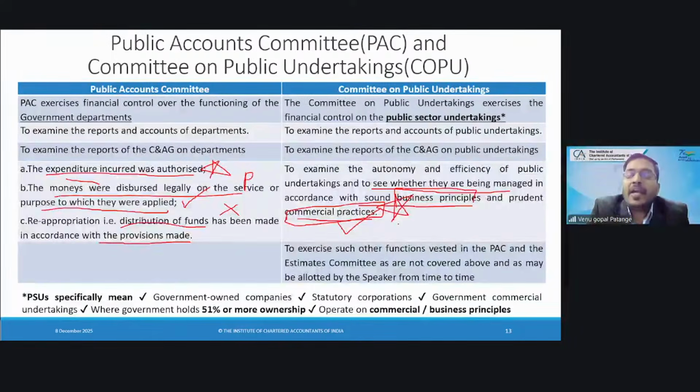Next, any other item which is outside the scope of PAC will also be considered by COPU. Sorry, some special engagement, or the Speaker announces to conduct some investigation or perform some audit, then they can direct it to COPU. Clear? So these are the functions of individual committees, and the differences between both the committees were also covered in this slide.